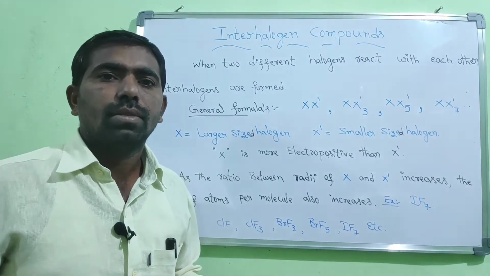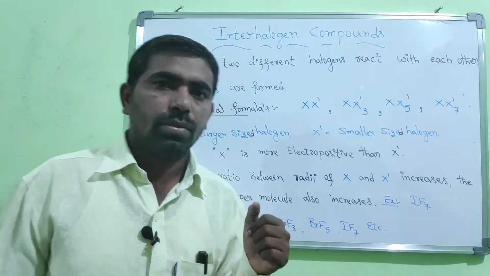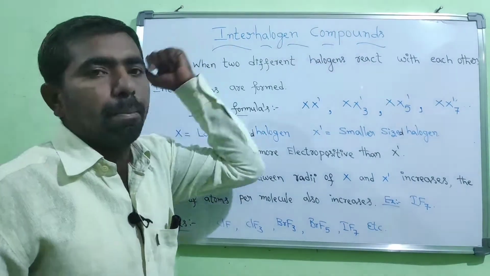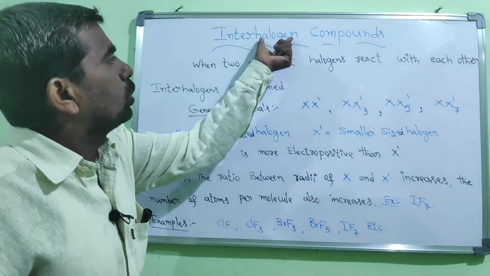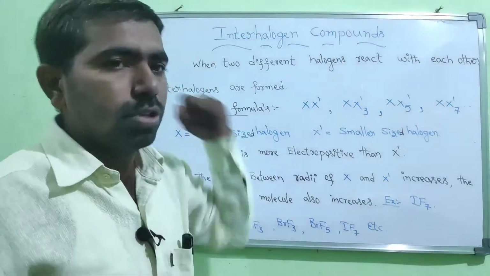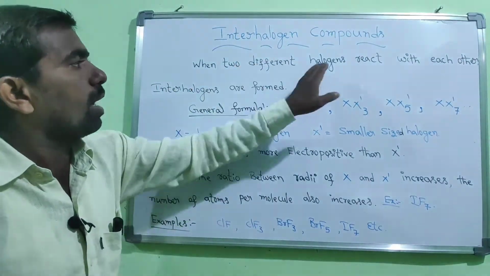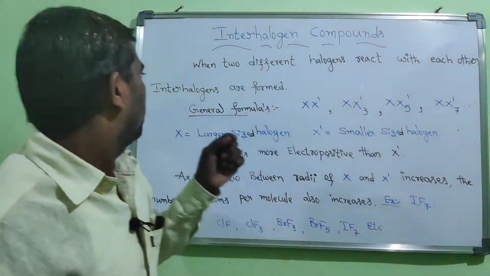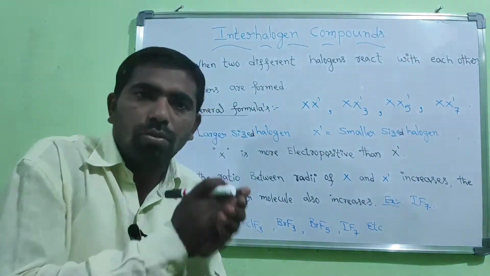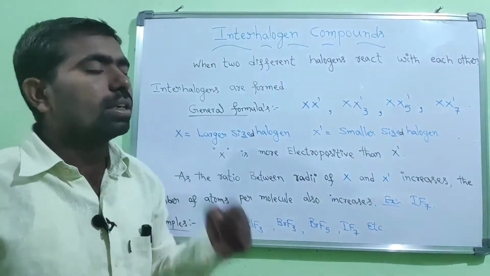In this class, I am going to explain the concept of interhalogen compounds. So shortly I am entering into the topic interhalogen compounds. That means in between the two different halogens, the compounds are obtained. They are known as interhalogen compounds. Now the definition: when two different halogens react with each other, interhalogens are formed. So when the two different halogens are combining or reacting with each other, they are giving rise to new compounds. They are known as interhalogen compounds.